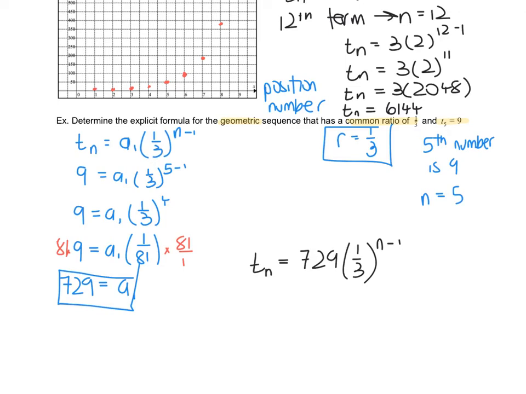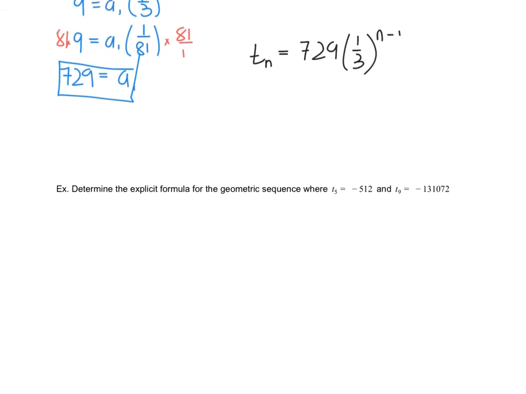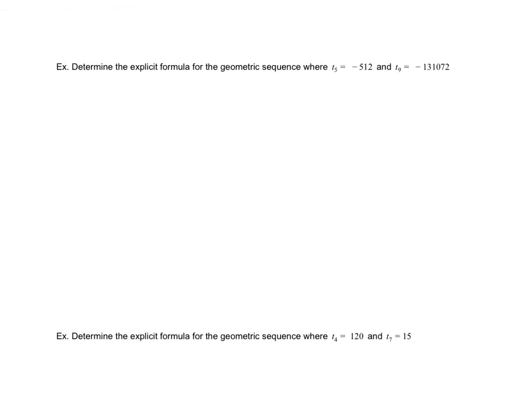And there it is. Now in this scenario, I gave you a common ratio and I gave you a single number. Now sometimes I won't give you a common ratio, I'll just give you two terms, which means we have to find the common ratio and we have to find the first term. So let's look at this next example.